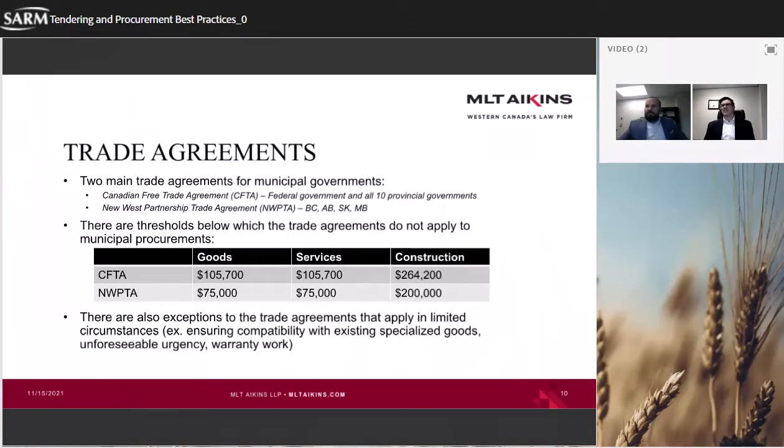So there are exceptions. They're pretty narrow, but it's important to know them, because there are situations where trade agreements won't apply, even if you're above the thresholds. But again, exercising caution is the name of the game, as I like to say with trade agreements.